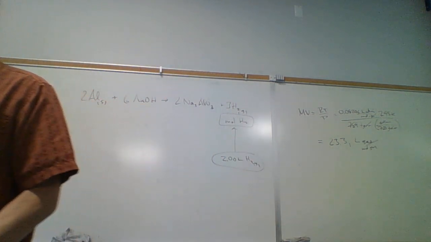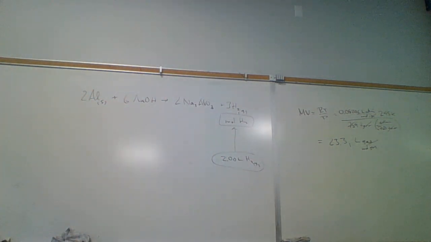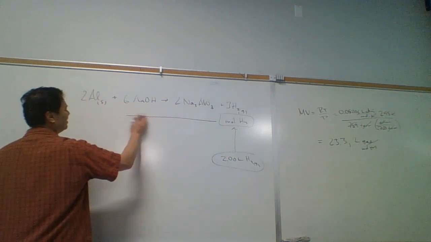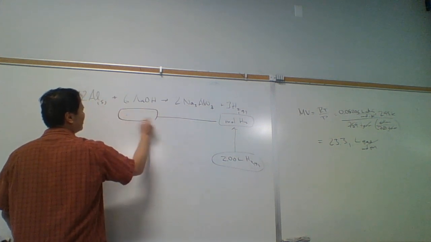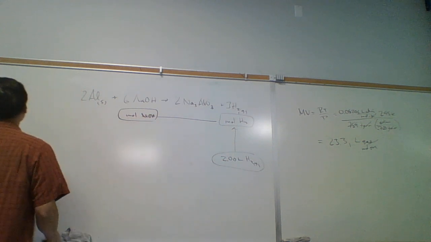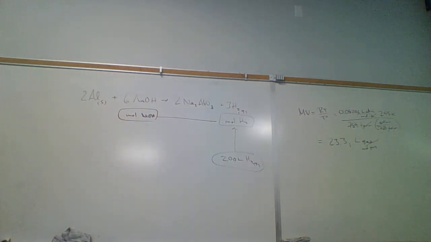We need to go to moles of sodium hydroxide. So we're going to go from moles of hydrogen to moles of sodium hydroxide. Just use the mole ratio. So what is the mole ratio? It's 6 moles of sodium hydroxide for every 3 moles of hydrogen gas.